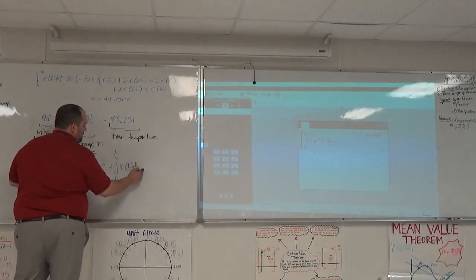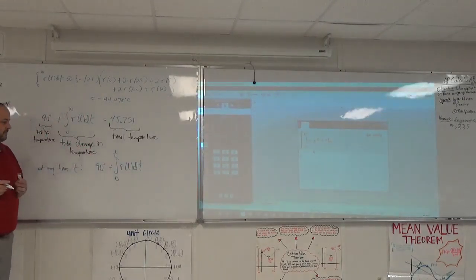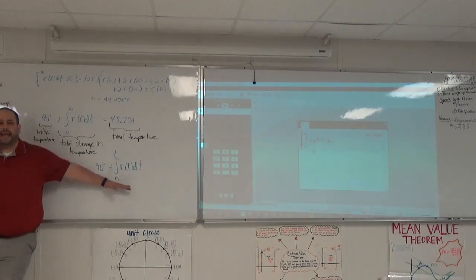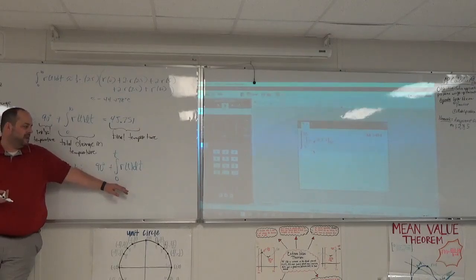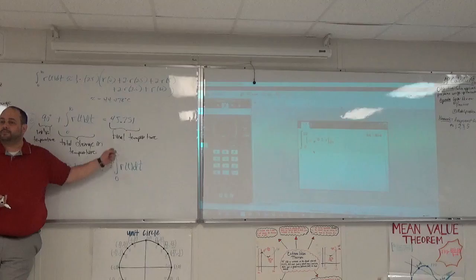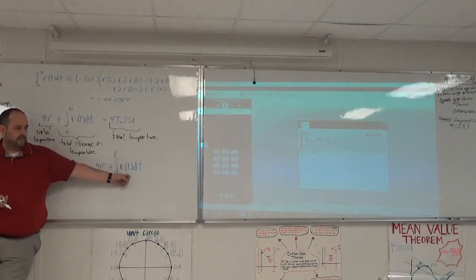R of t dt. And that would be a way to figure out the temperature at any particular time. So Lewis says, hey, but I'm interested in what's the temperature after 15 minutes? 90 plus the integral from 0 to 15, R of t dt.